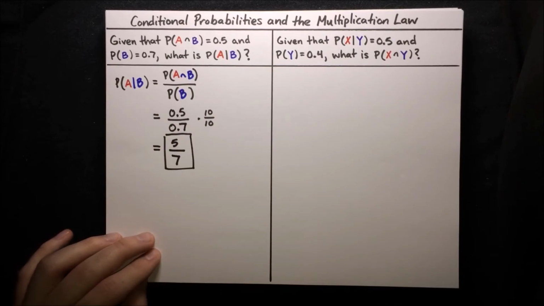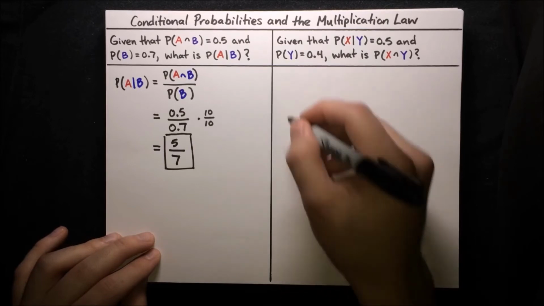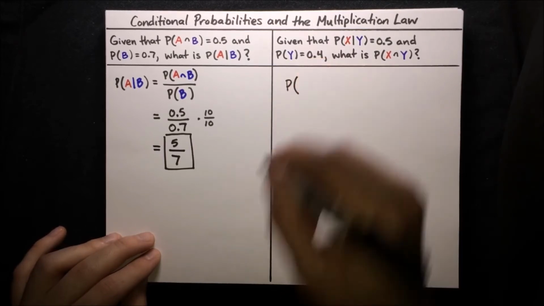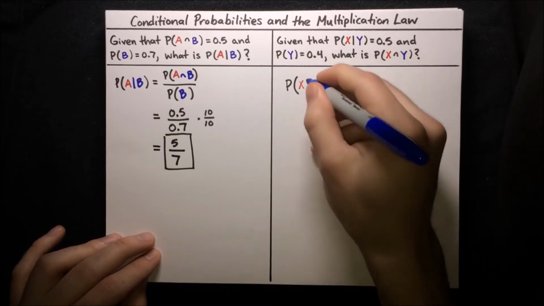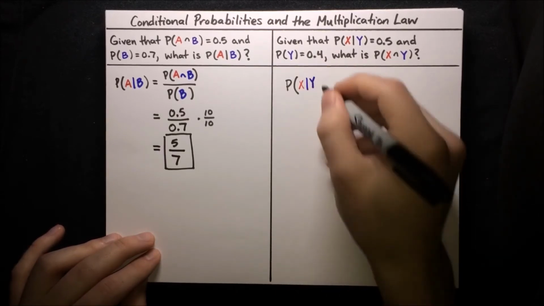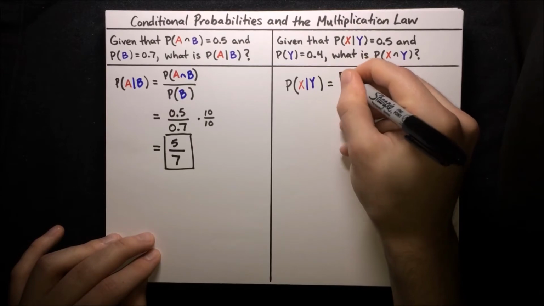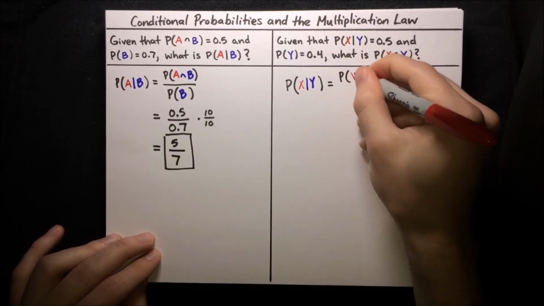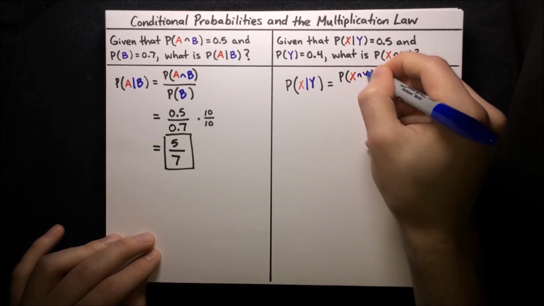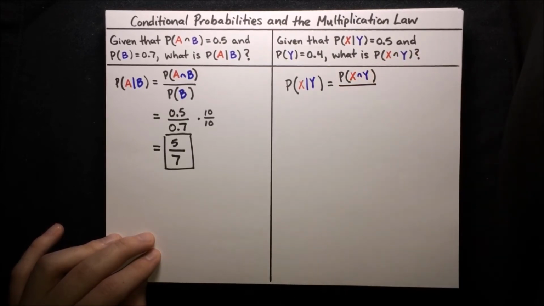On to the next problem. Given that the probability of X given Y is 0.5 and the probability of Y is 0.4, what is the probability of X and Y? Well, let's just go ahead and start with our formula. The probability of X given Y is equal to the probability of X and Y divided by the probability of Y.